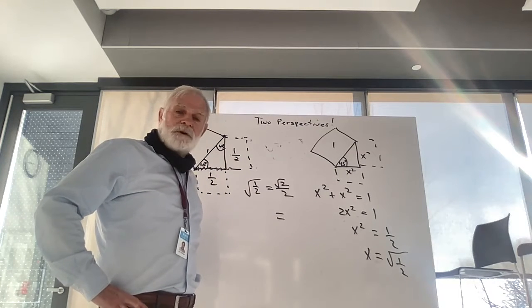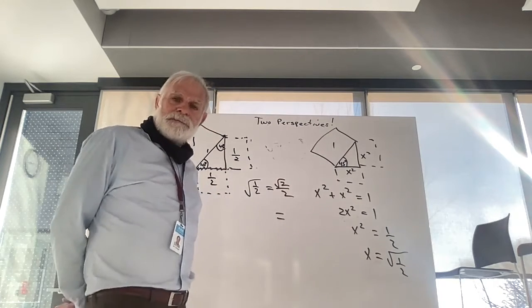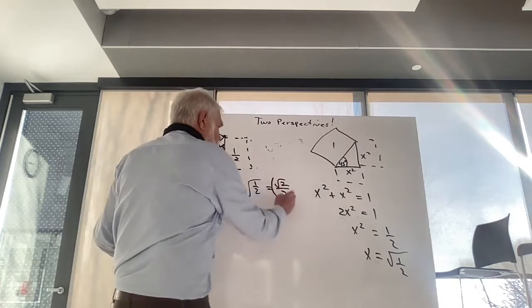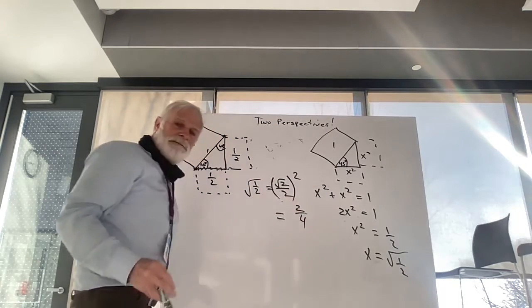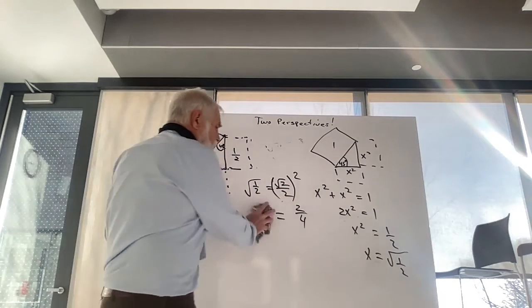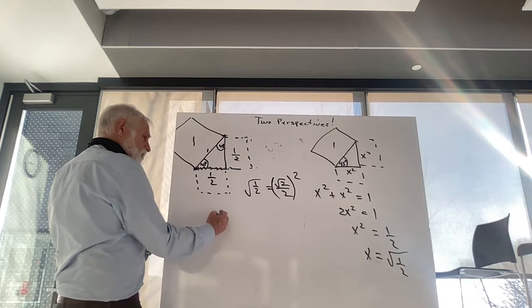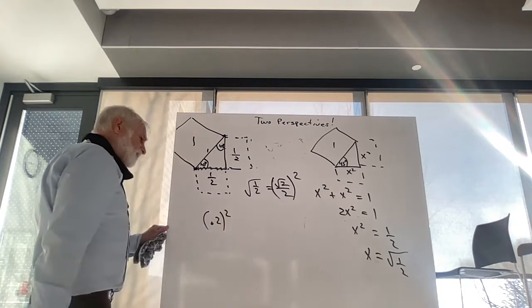All right, so let's take a guess at what the square root of 2 over 2 is as a decimal. Square root of 2 over 2. If you square it, you get 2 over 4, which is a half. So what decimal gets you close to a half when you square it? Well, 0.2 times 0.2, 0.2 squared is, no, that's not even getting me close.